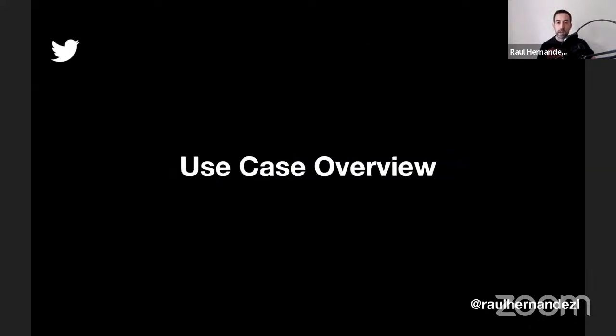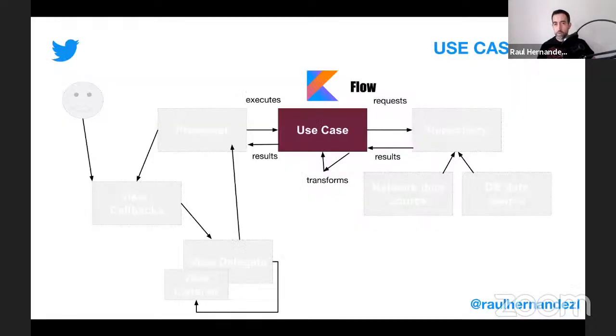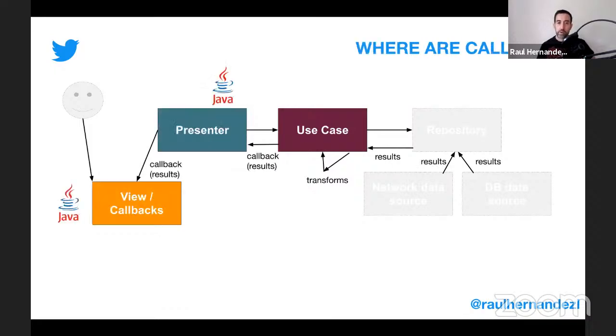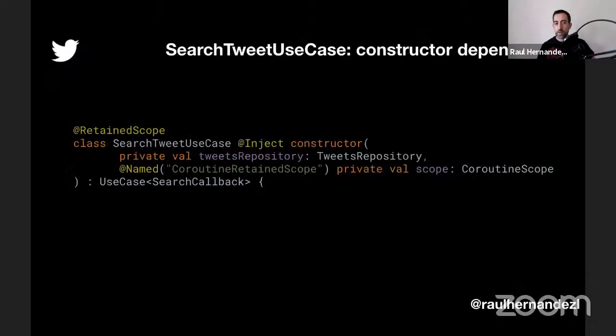Now, the use case and what we have there. In the use case, we're going to collect the flow, transform anything, and then return those results back. And then connect those with the presenter, with the callbacks, which go all the way down from the use case to the presenter to the view. Cool. So that was the first implementation of the use case with the callbacks, with a retained scope for rotation and those kinds of things. So the tweet repository is going to be there, and also the scope that is for this particular use case. And the contract means that we use the callback for that.